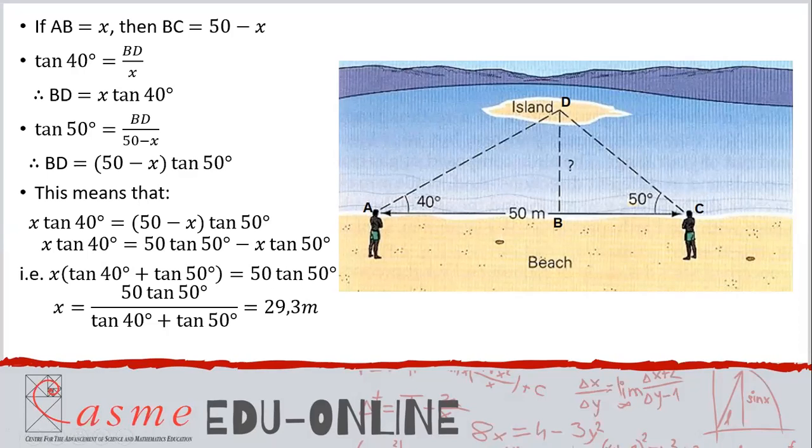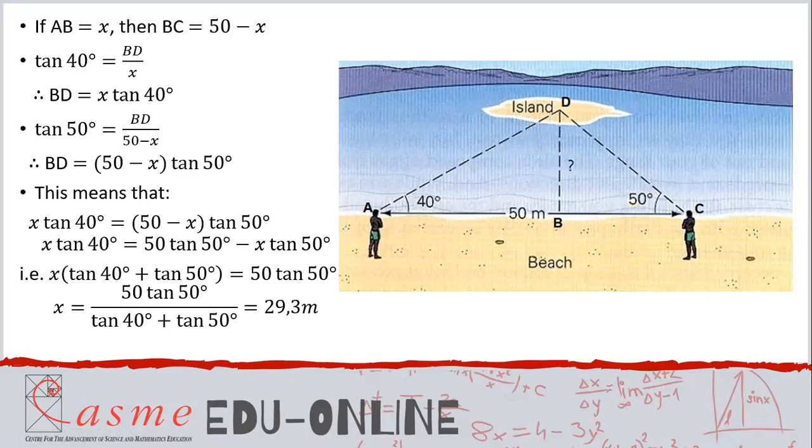Making X the subject of the formula, I've divided both sides by tan 40 plus tan 50. So I've got 50 tan 50 degrees over tan 40 degrees plus tan 50 degrees. And I got the answer here. My X is 29.3 meters.